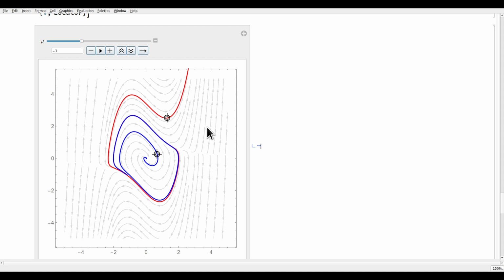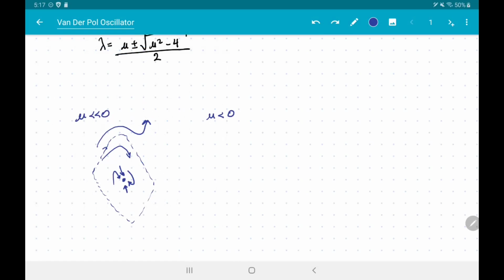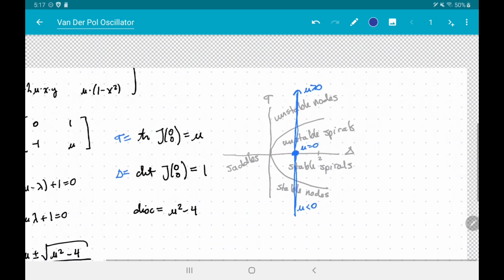Okay. So for mu less than 0, but not a whole lot less than 0, now there's a stable spiral at the origin, and there's still an unstable limit cycle on the outside. Let me go back to here.